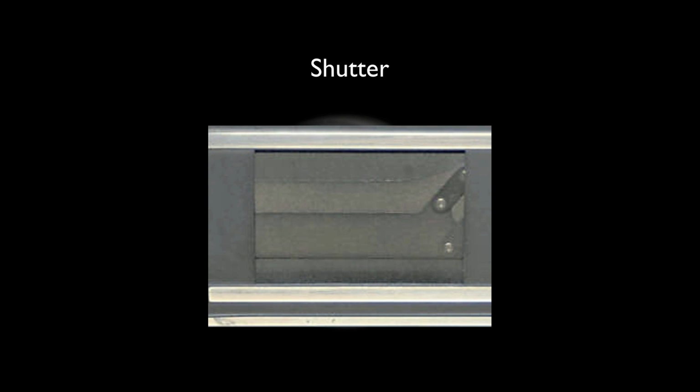Shutter priority mode basically allows you to enter a shutter speed. Here's an image of an older shutter on an older camera.